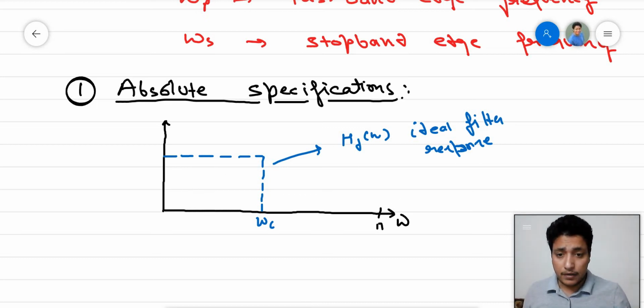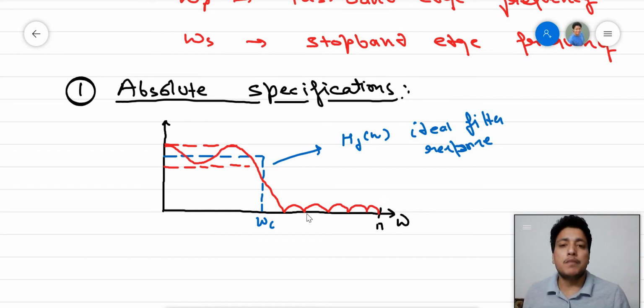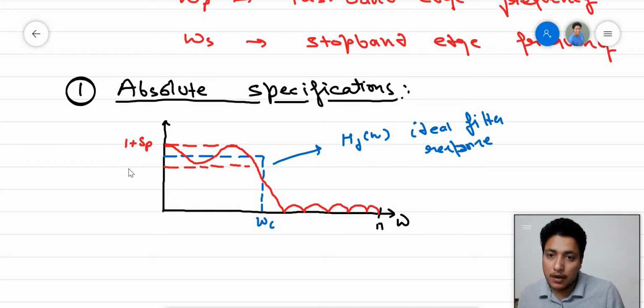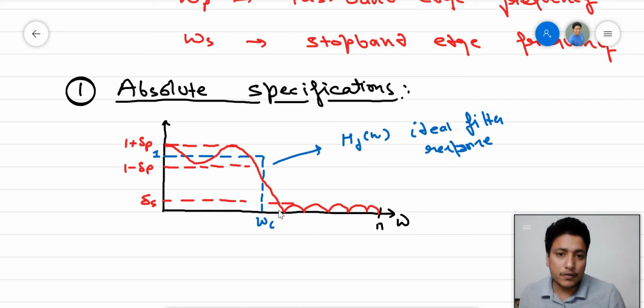What we have obtained is then a realizable filter, which will have a response like this with ripples in the pass band and ripples in the stop band. The pass band ripples will vary from 1 plus delta p to 1 minus delta p, with the average value of 1, which is for the ideal filter. Then in the stop band it will have a magnitude or a ripple of delta s.